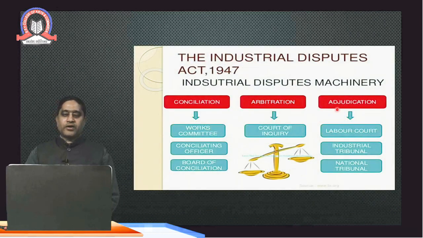Coming to the industrial dispute machinery, first is conciliation. There would be the work committee, conciliation officer and the board of conciliation. If it fails, then there would be arbitration. As per the Arbitration Act, the proceedings would be followed, and it would be related to the court of inquiry, the labor court or the industrial court. In case of adjudication, there would be the labor court, industrial tribunal or the national tribunal, depending on the merit of the cases.